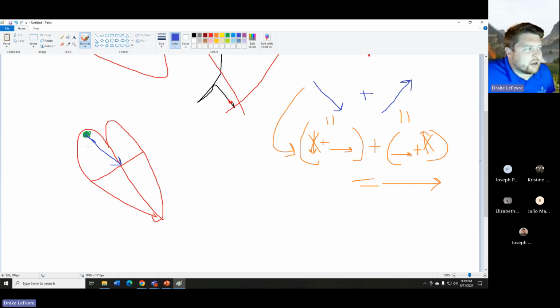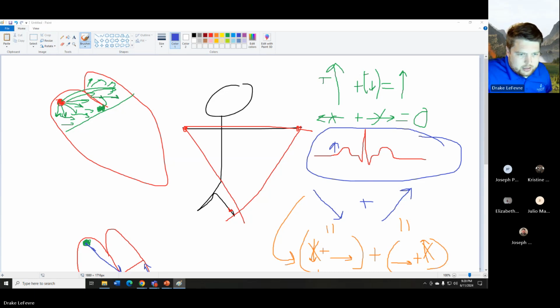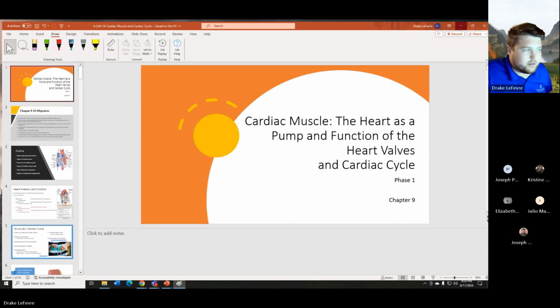So we're going from the SA node to the AV node, and then we go down the bundle, and then we come back up around with the Purkinje fibers. So this electrical signal that's traveling through all this, we're measuring in these different leads, and it is turned into this signal right here. Let me go into the actual mean electrical axis stuff.